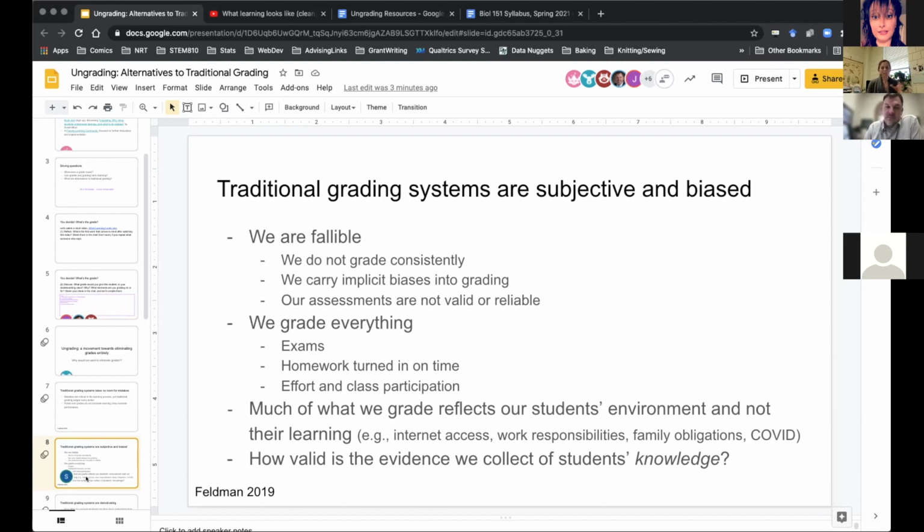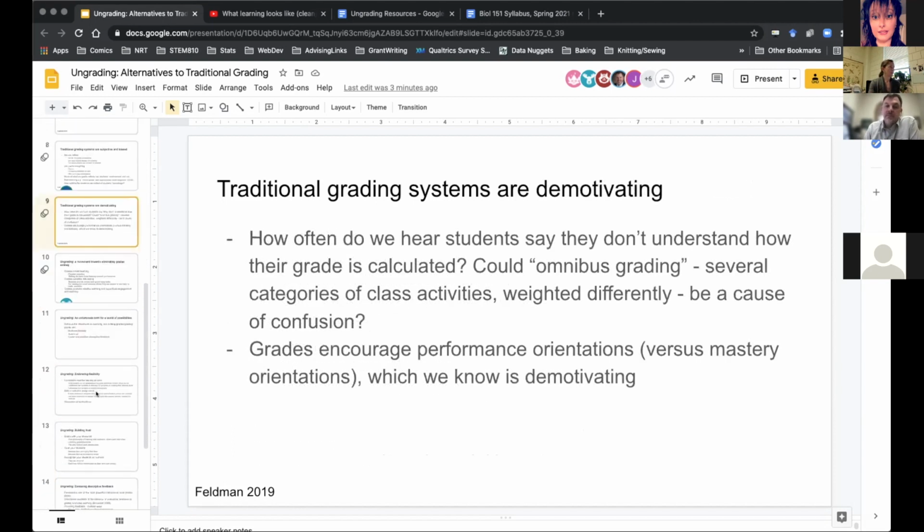And this all brings us down to the question of the evidence that we're collecting of students' knowledge, how valid is it really? Is it really something we want to be staking an A, a B, a D on? The last thing I wanted to talk about here was that traditional grading systems tend to be demotivating to students, right? How often do you have a student say, I just don't understand how my grade is calculated in this course? Maybe not now, maybe you've made adjustments, but that's a pretty common refrain we hear from students.